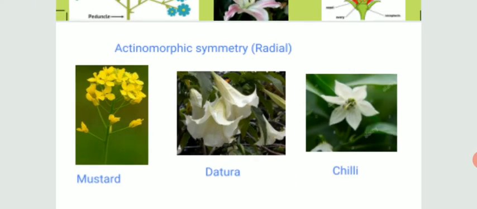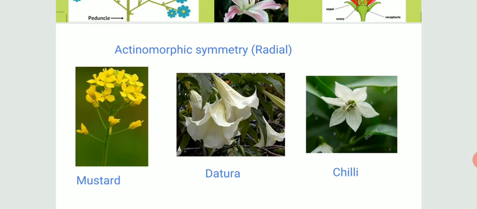Then you can see the second example is datura. You must have seen these trees in your surroundings as well. Again, we can get as many equal halves. And last is chili, as 6 petals are there, right? From any plane you can cut and you will get equal halves from it. You have to remember these 3 examples are very important.